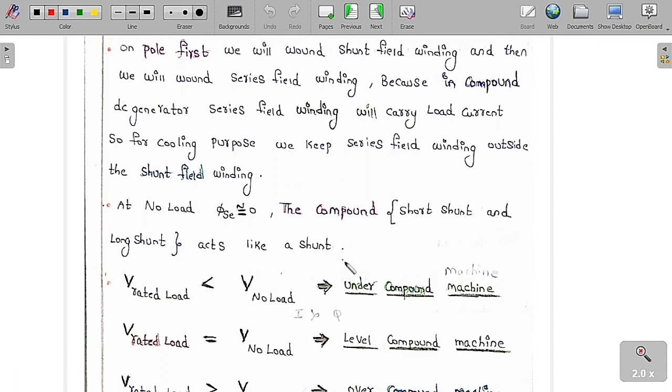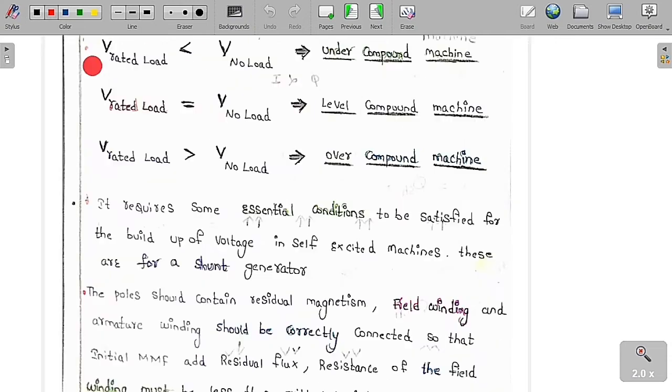So at no load, the compound short shunt and the compound long shunt are going to behave like a purely shunt machine, because at no load the current is equal to 0. Therefore phi S is equal to 0. The compound long shunt and the compound short shunt behave purely like a shunt DC machine. So V rated is less than V no load. This is for the under compound machine.